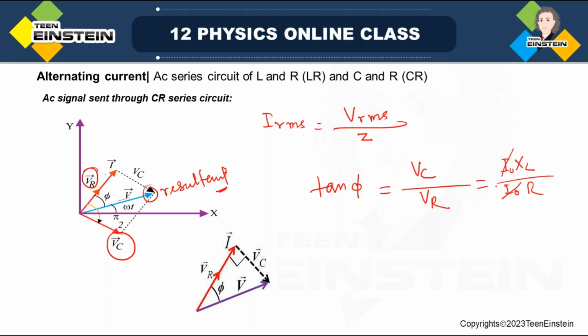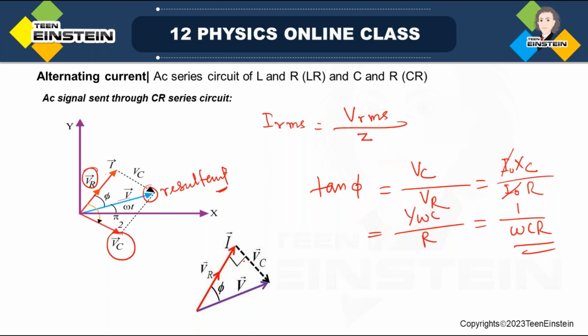I'm sorry, this is not XL. I'm just writing it again and again. This is XC actually. VC means XC. So XC is what? 1 over omega C, divided by R. So you get tan phi means 1 over omega C into R. So tan phi is XC by R, in a similar manner to what we did in the LR circuit.